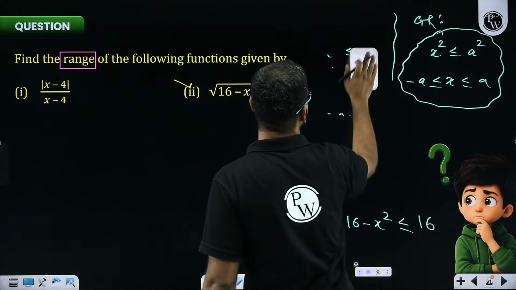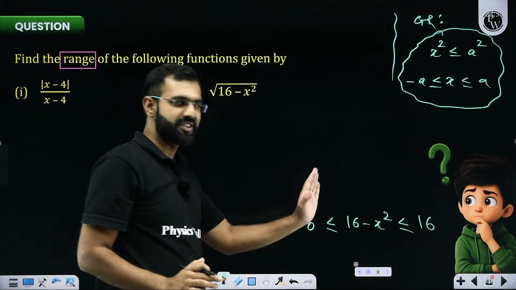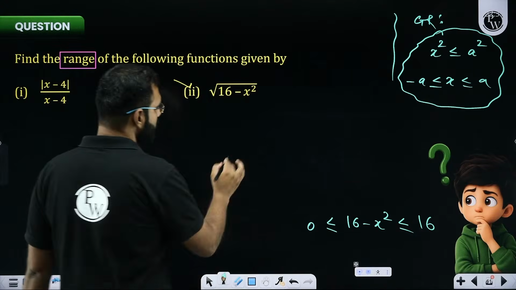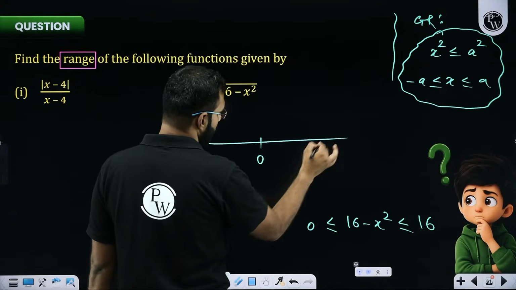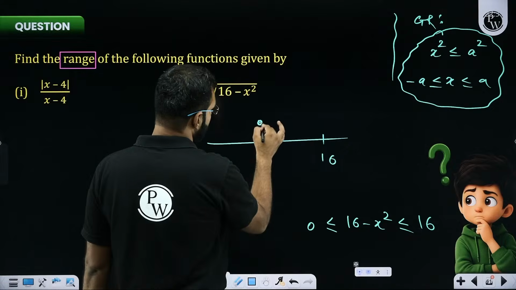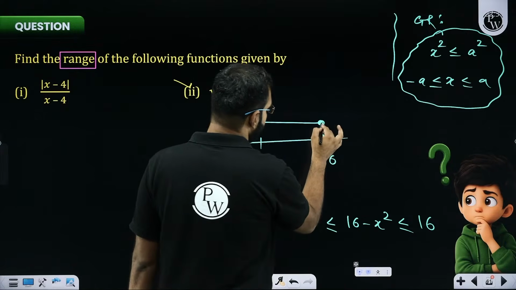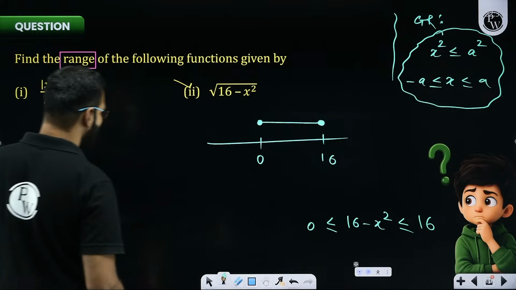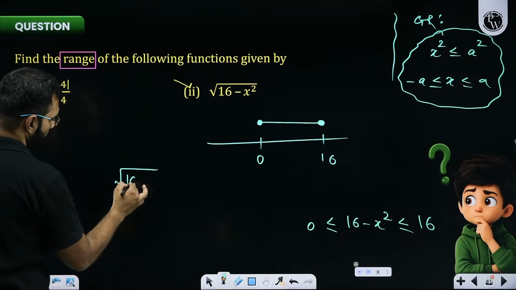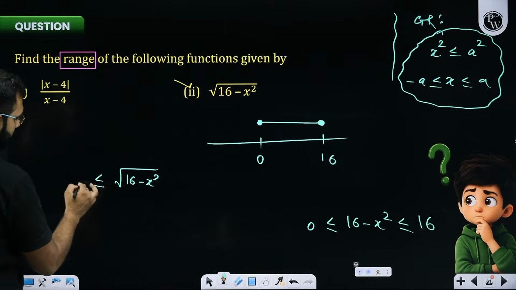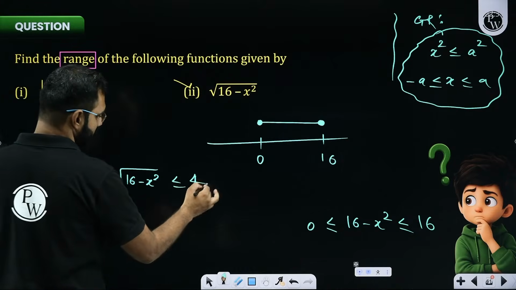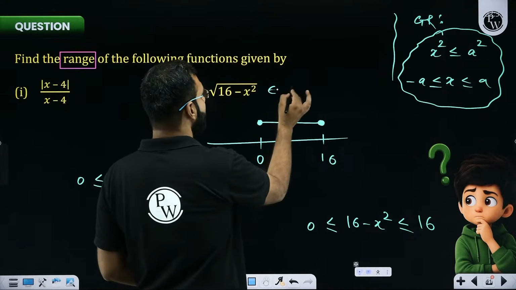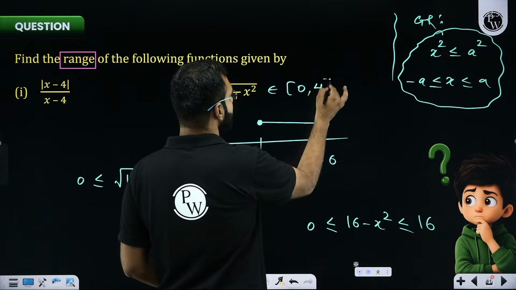Can somebody quickly tell me, if this is a number which lies between 0 to 16, they all are positive, they all are non-negative. So imagine this on the number scale. You have numbers from 0 to 16. What happens when you take their square roots? I hope I need not tell you. When you take their square roots, you will get 0 to square root of 16, which is 4. Yes or no? So this under root 16 minus x square will lie between 0 to 4.